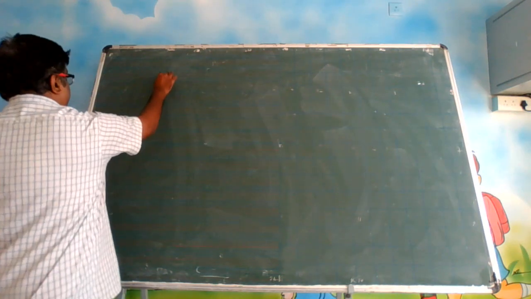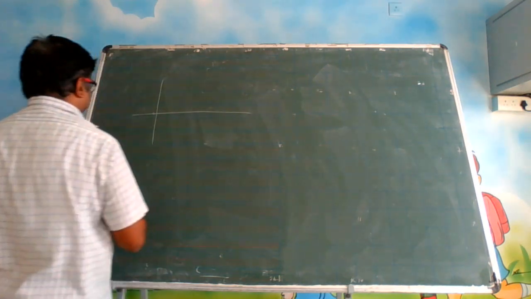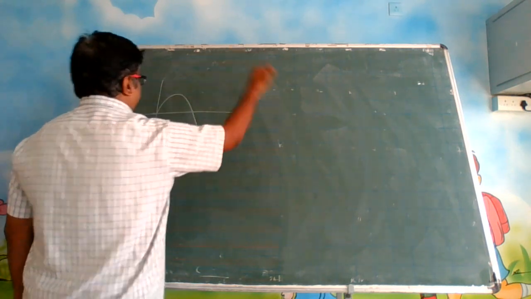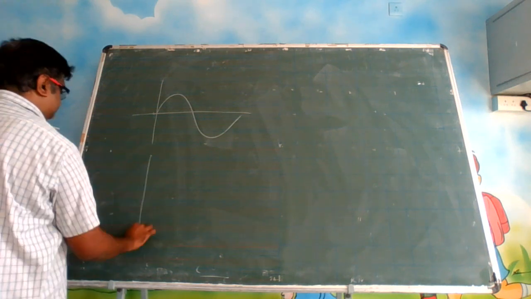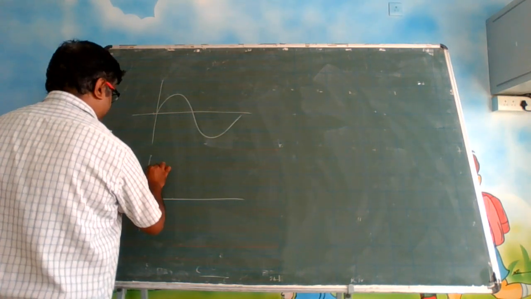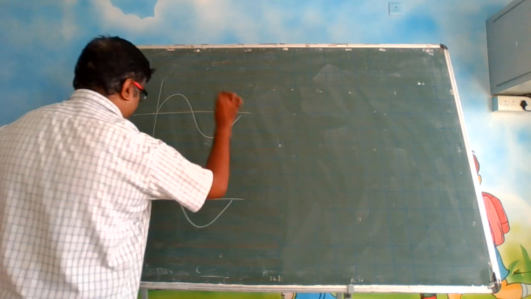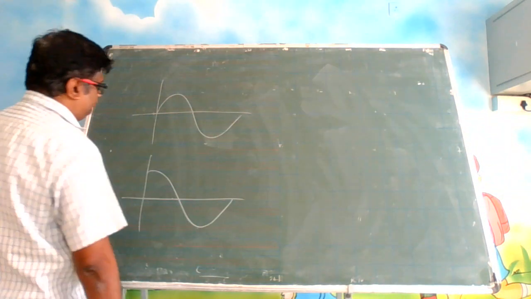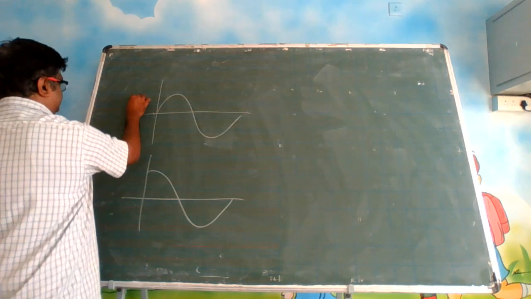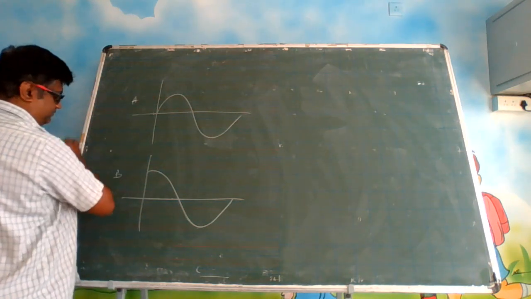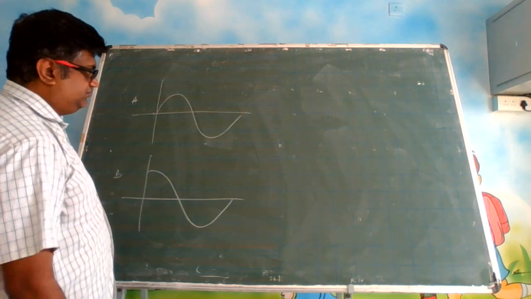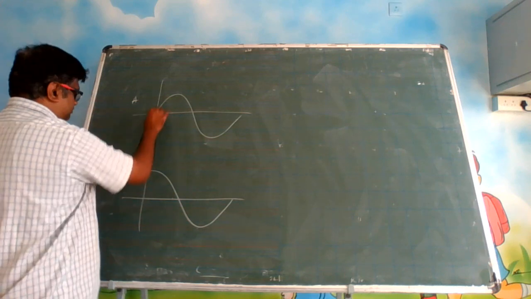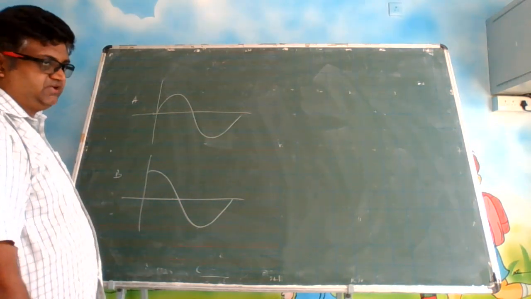So let us say you have this kind of a periodic function. Two functions we have taken, two types of motions we have taken. This is A and let us say B. So is there a phase difference? There is a phase difference because both did not start at the same time.